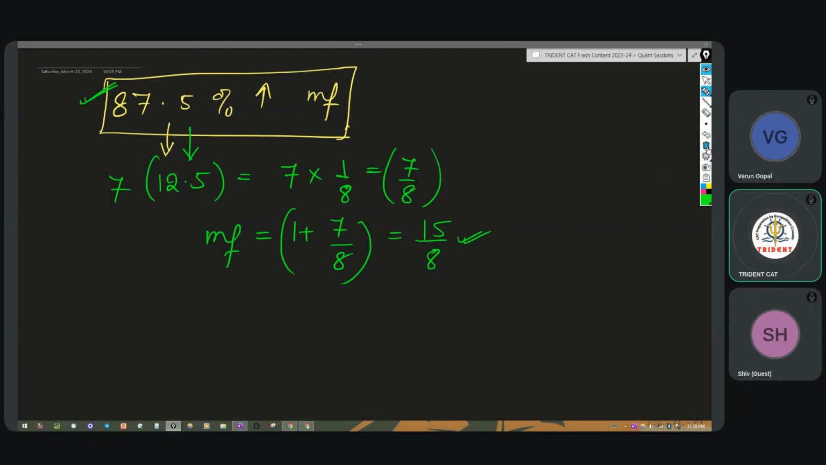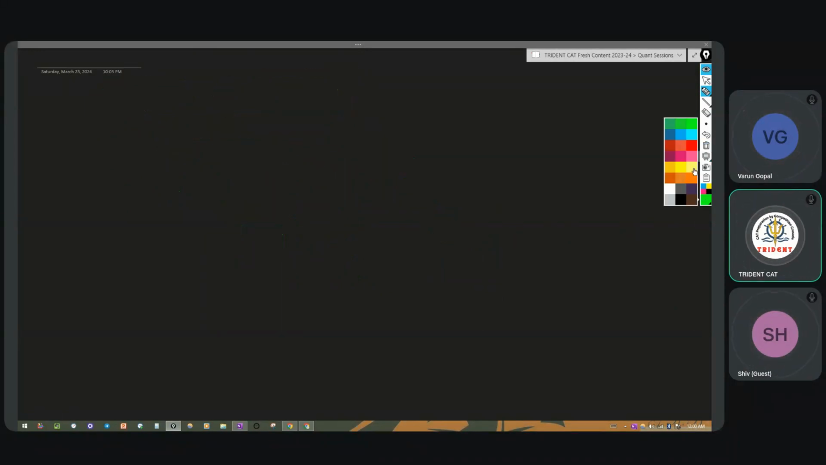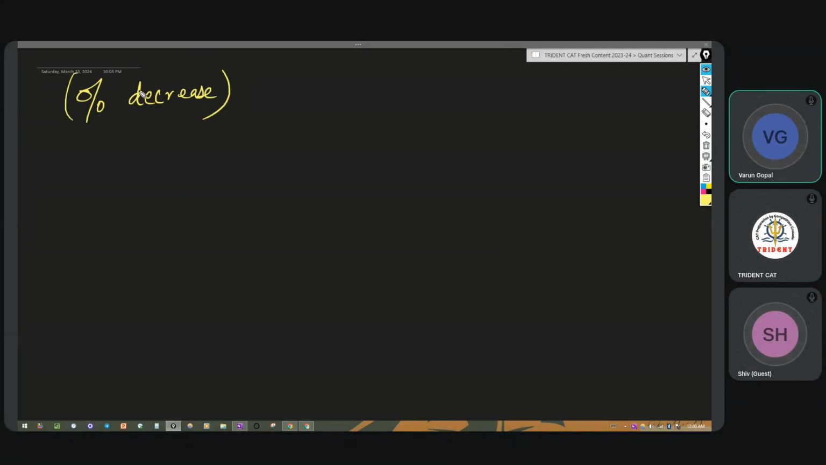Now we'll tackle the question that Shiv was telling me. We have practiced enough increase problems. Now let's go to the decrease part. Sir, what about if the numbers decrease? Now we are looking at percentage decrease, not really going too much ahead of ourselves. I've created a couple of notes with the same numbers, but this time 11.11% decrement, and you have to tell me the MF.